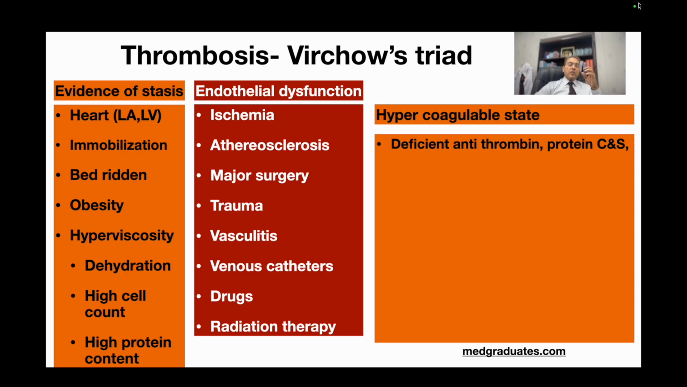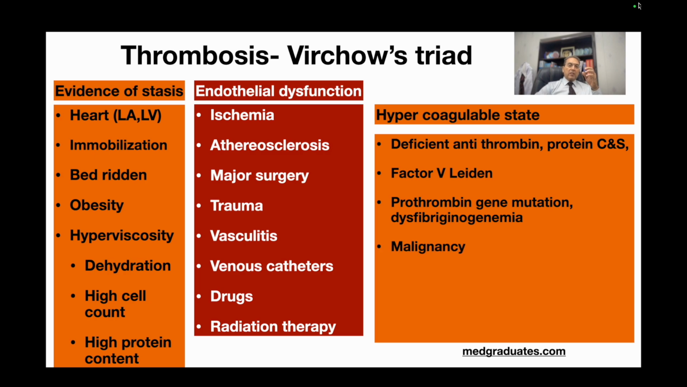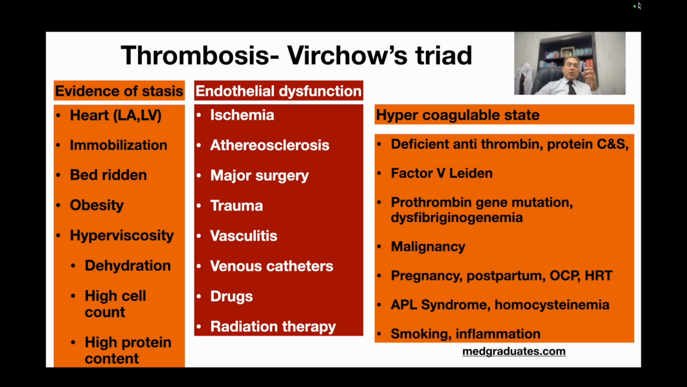That can be seen if there is a deficiency of antithrombin 3, protein C, protein S, there is factor V Leiden, there is prothrombin gene mutation or dysfibrinogenemia. Malignancy, even occult malignancy, can cause it, and you can have pregnancy, postpartum period, oral contraceptive pills, and hormone replacement therapy. They all increase the chances of coagulation. Antiphospholipid syndrome, homocystinemia, smoking, and inflammation can all predispose to coagulation and produce the hypercoagulable state. So if these are present, the patient tends to develop this coagulation in the circulatory system.